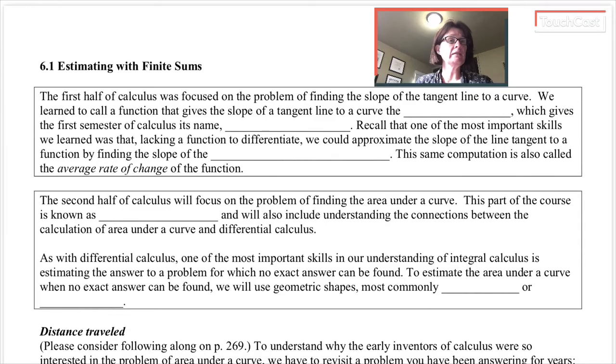It's a good time to pause and think about the big picture of first year calculus before we jump into the second semester. That whole first semester, the big idea there was, how do we find the slope of a curve? So how do we find the slope of a line tangent to the curve? We learned lots of methods for finding that slope. We learned to call a function that gives that slope anywhere the derivative.